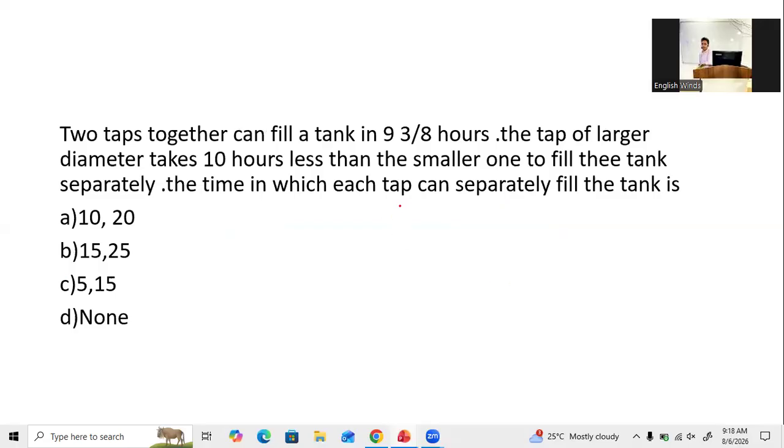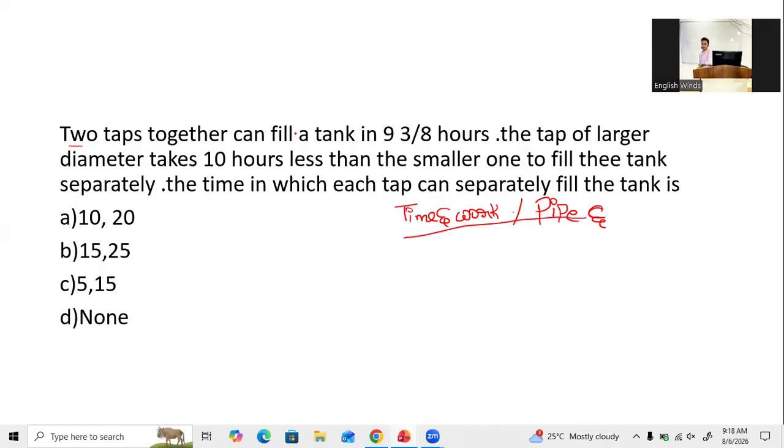Before I explain this, let me tell you one thing. There is a concept called time and work. Time and work and pipe and cistern both follow almost the same formula. The only thing is that the words change, that's it. So even here you can apply the same thing.